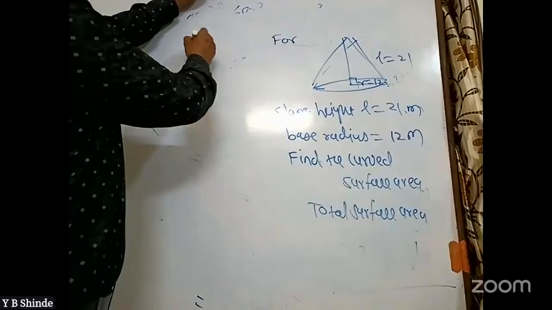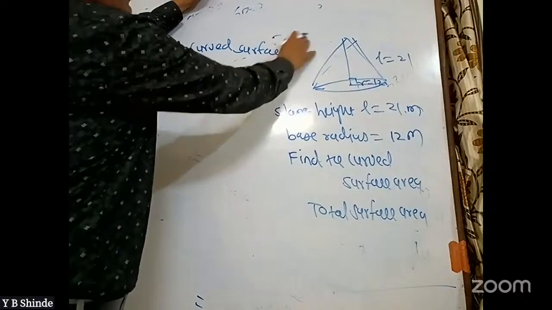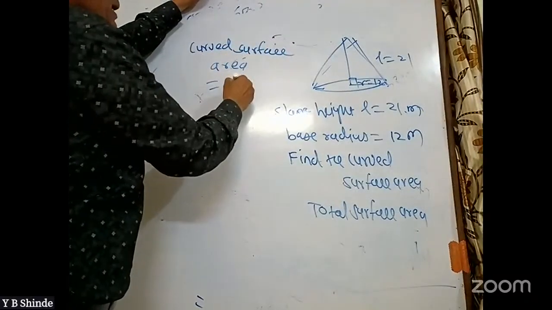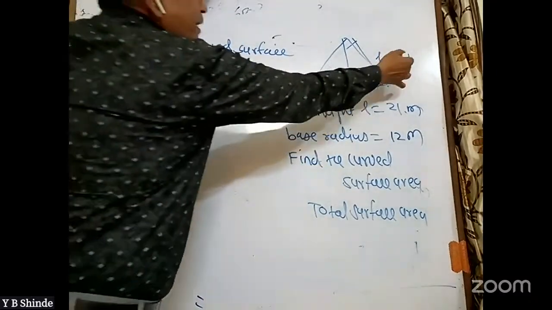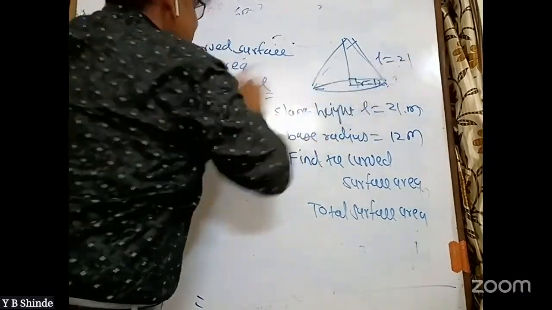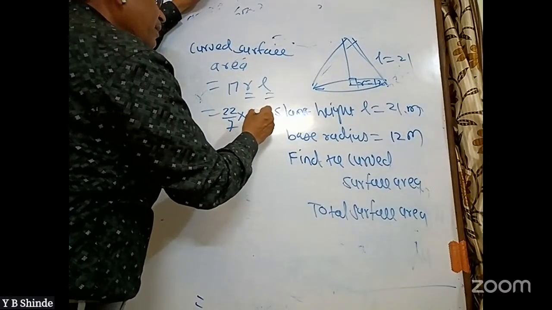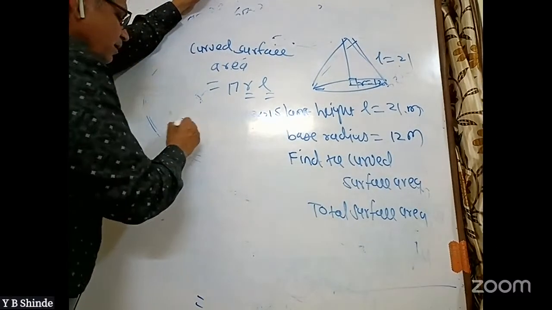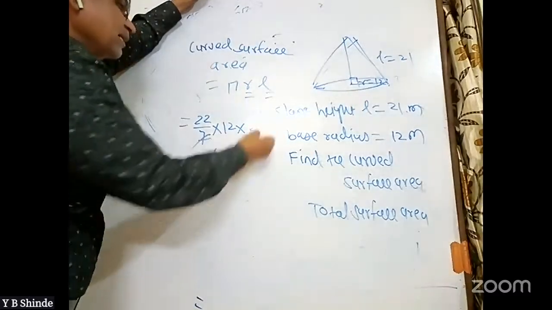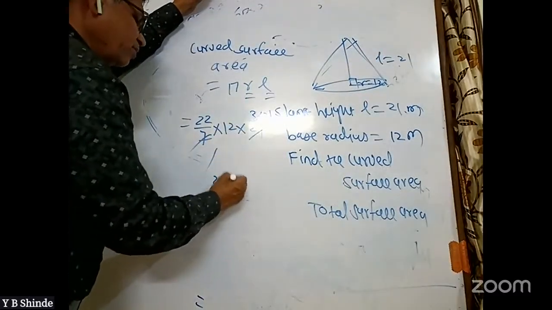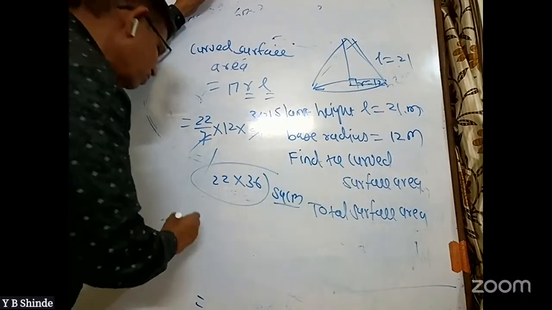What is the curved surface area? Curved surface area is πRL. Now see here, this R contains 12 and L contains 21. 21 has factor 7. 22 by 7 into R is 12, into L, 21. 22 by 7, 12 into 21. 7 ones are 7, 7 threes are 21. 22 into 36. Find it. Square centimeter.